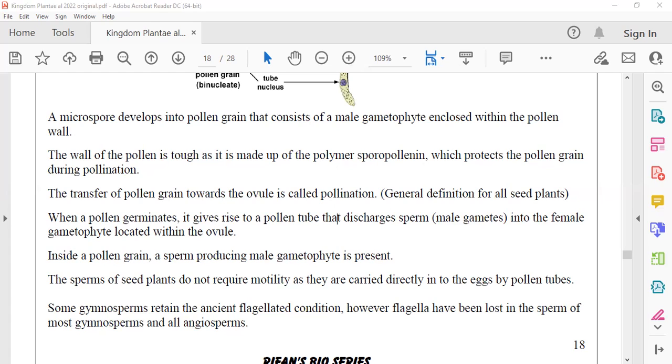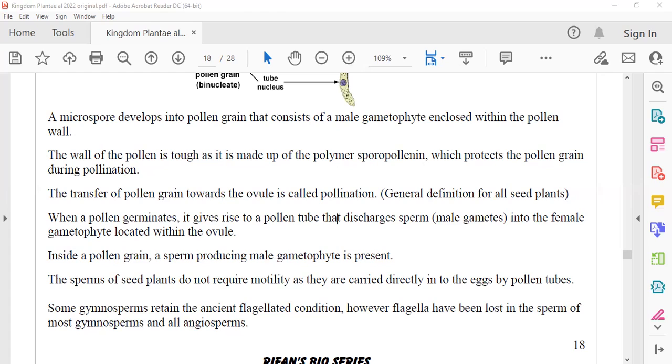So cycas depends on internal water for fertilization. Yeah, cycas depends on internal water for fertilization. What about angiosperm? It is independent of water for fertilization.